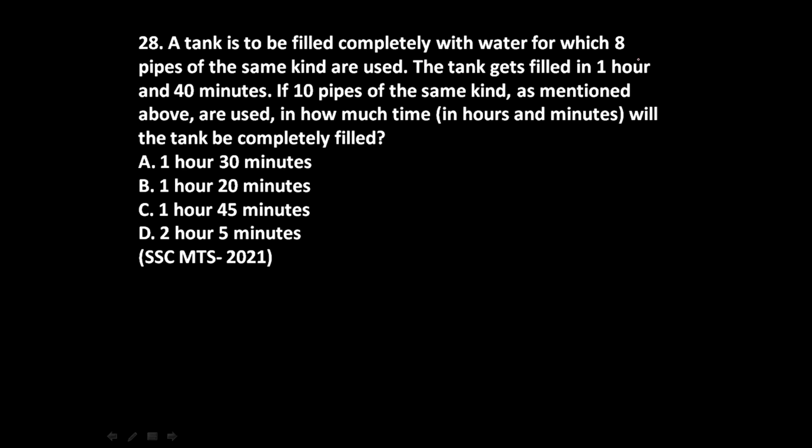It's a simple one. 8 pipes take 1 hour 40 minutes, which means 100 minutes, right? So one pipe will take 100 into 8 and 10 pipes will take 100 into 8 by 10. I am doing it in a basic way, okay? We can solve it by the ratio method also. So 80 minutes is the answer. 80 minutes is 1 hour 20 minutes, right? 60 plus 20, so 1 hour 20 minutes. Moving to the next one.